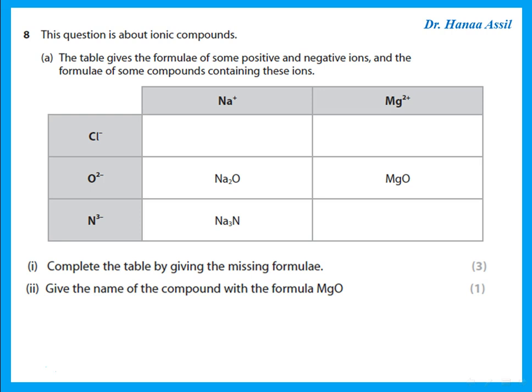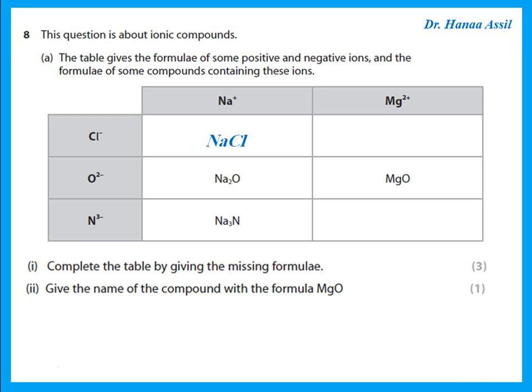This question is about ionic compounds. The table gives the formula of some positive and negative ions and the formula of some compounds containing these ions. Now complete the table by giving the missing formula. So where do we have a missing formula? The one between Na+ and Cl-. This should form sodium chloride.